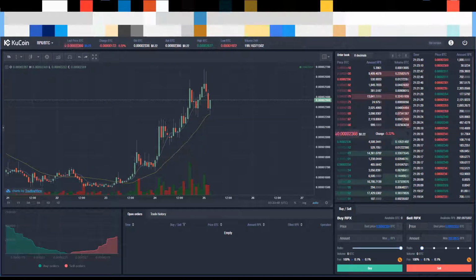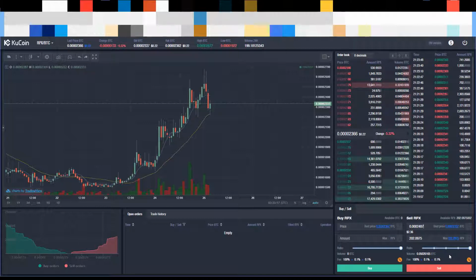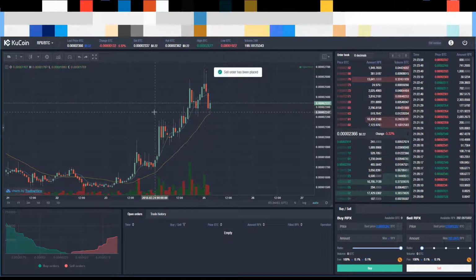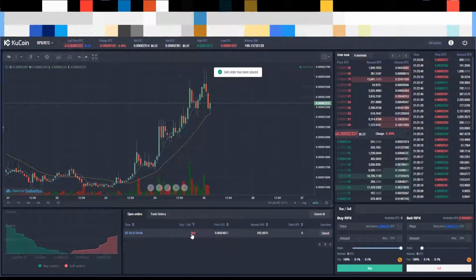So we'll do 0.0002487, and we'll just do the full 100%. We're not going to try to build any free coins here for now. And we will sell this and confirm. And you'll see now we have a sell order in place.